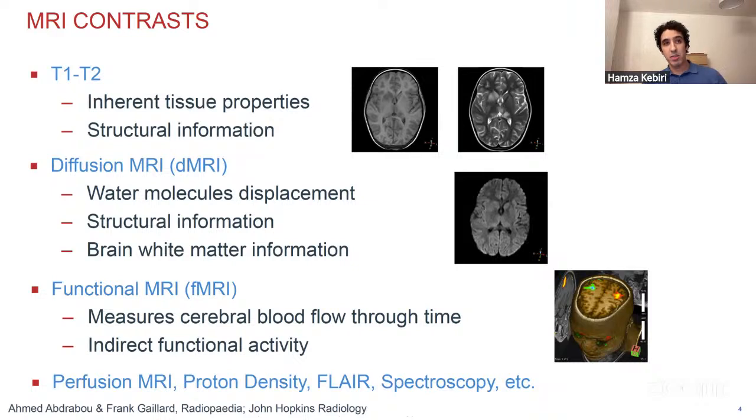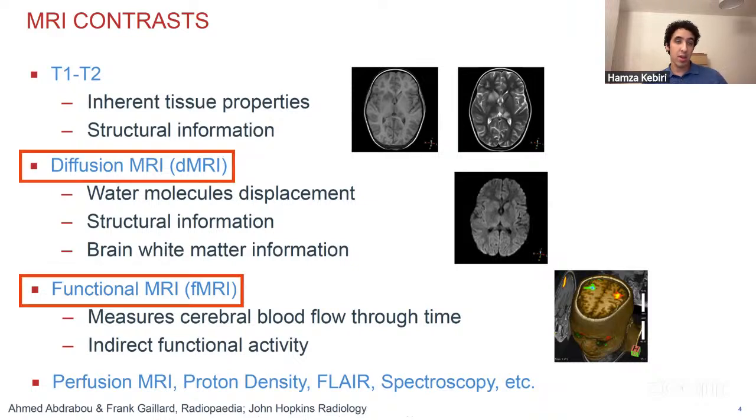But here we are mostly interested in diffusion MRI and in functional MRI. So diffusion MRI, and I will briefly talk about it more. It uses basically the water molecule displacements to get information about the white matter. White matter are basically these long myelinated axons that link the different brain regions, namely the cortex. And then we'll also talk about functional MRI.